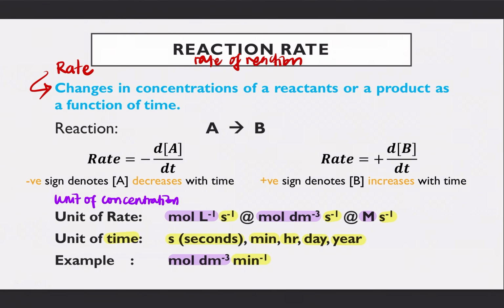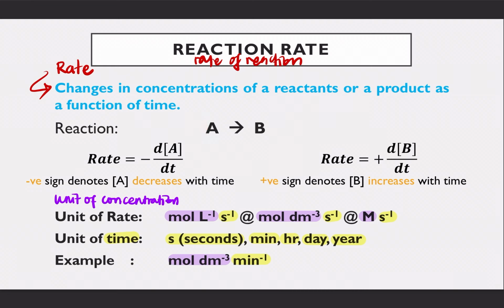So the first term that you need to know is reaction rate atau rate of reaction. It is the changes in concentration of reactants or product over time. So let's say this is our general chemical equation, general reaction, where A is your reactant and B is your product. So as the reaction goes, your concentration of A will decrease while the concentration of B will increase.